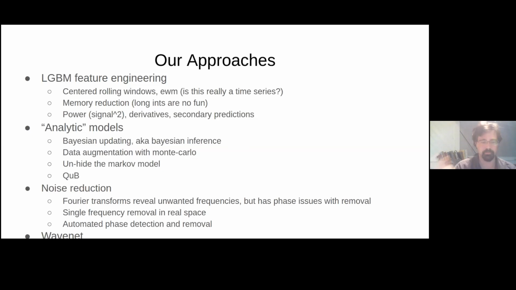Data augmentation for Monte Carlo. I wrote my own Monte Carlo, and I'll explain why, to simulate the data. The code was also available, but it wasn't working for us. Another idea was to unhide this Markov model. If you can write your own model, instead of just outputting a signal, you could output the actual state, so where each of the ion channels were in those diagrams. That's additional information to pipe into LGBM, so that presumably it would make a better prediction.